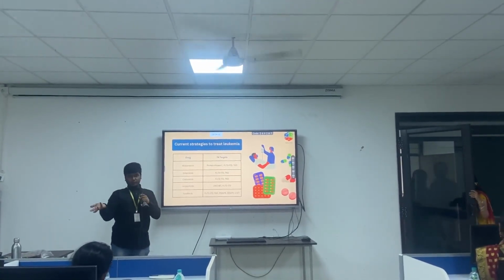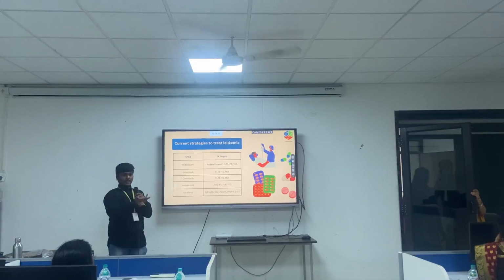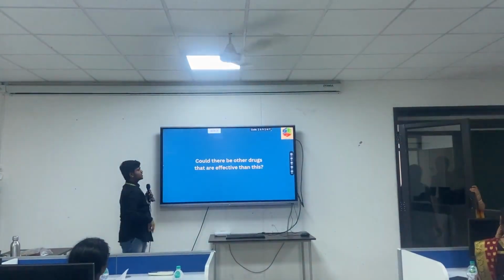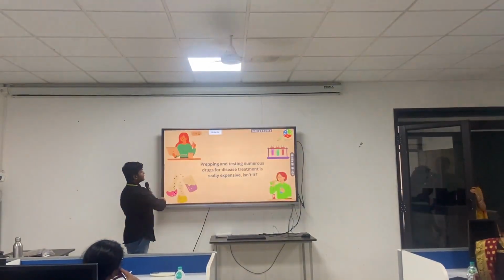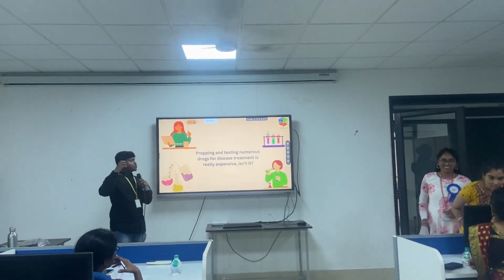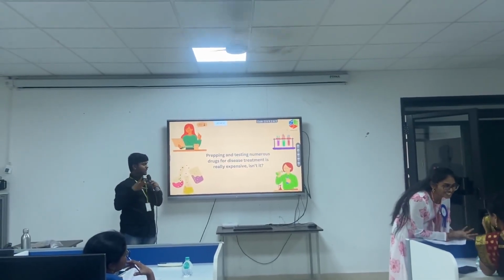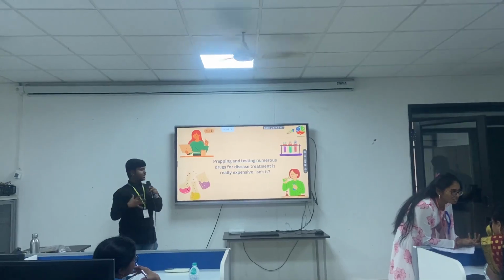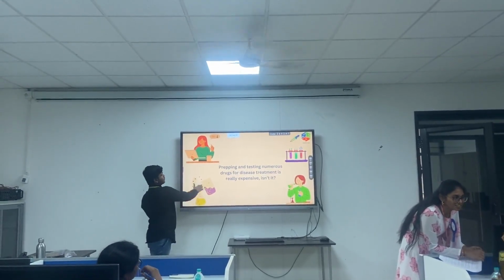So why use new compounds? There can be compounds better than these, right? That's why I'm using computational drug discovery. Could there be other drugs that are more effective than these? Probably yes. We have a large number of compounds, and we cannot just synthesize and test each and every compound, right? It becomes really expensive. So that's where my project comes in.